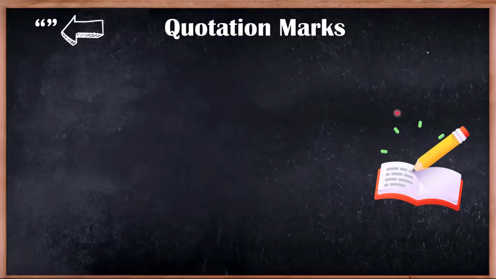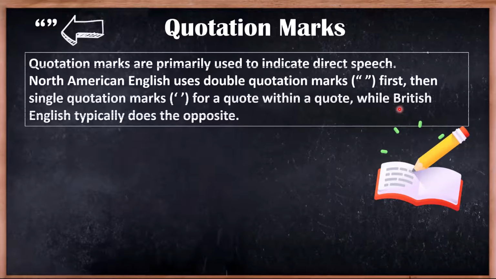Now let's talk about quotation marks. So quotation marks are primarily used to indicate direct speech. You see a lot of quotation marks when you're reading a book. North American English uses double quotation marks first and then single quotation marks for a quote within a quote, while British English typically does the opposite.